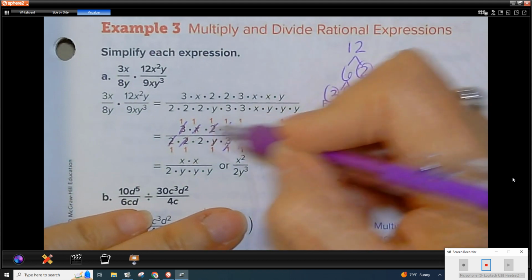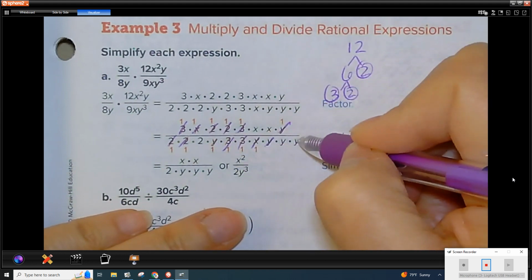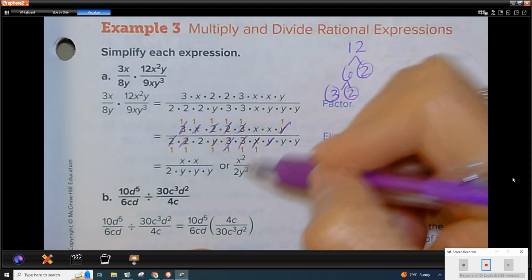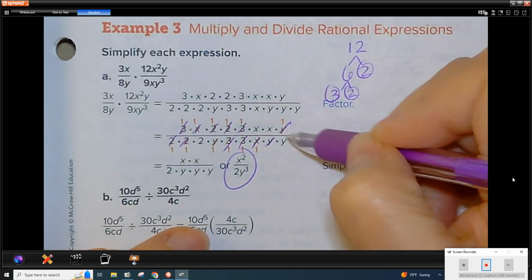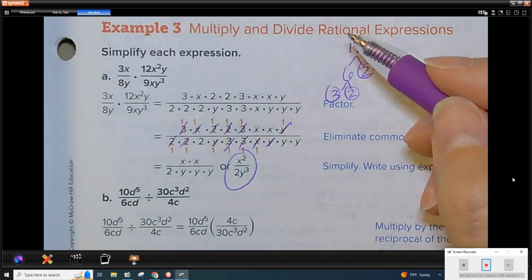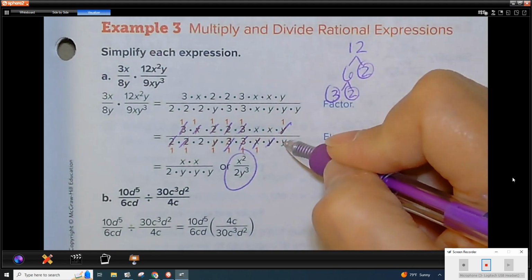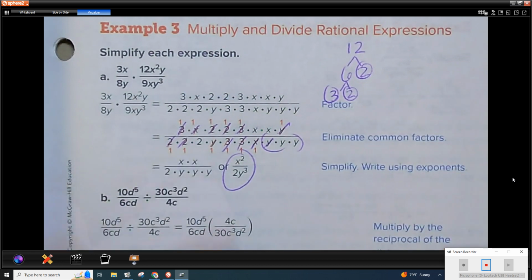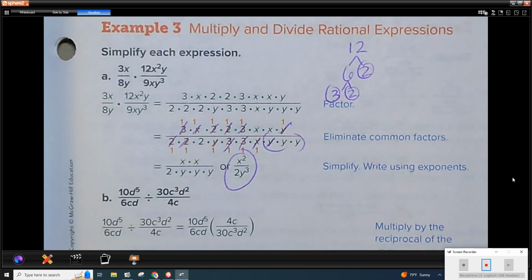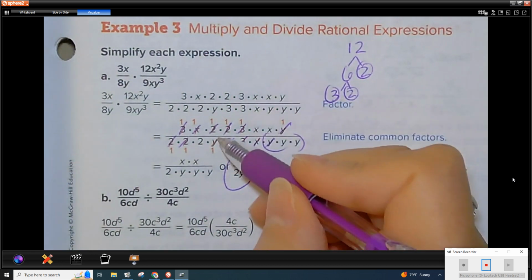No more x's, no more y's. So you're left with this, x squared to y cubed. Where's the other y? Did I cross off an extra y? I did. This y should cross off with this. These 3 y's should stay. So this is the y that crosses out.